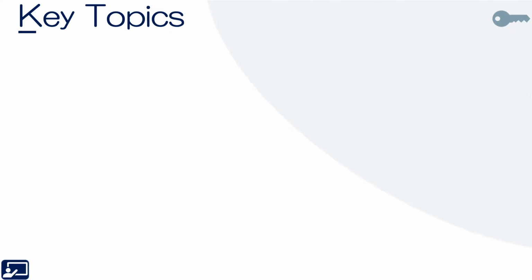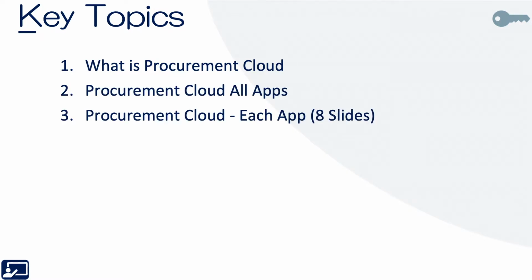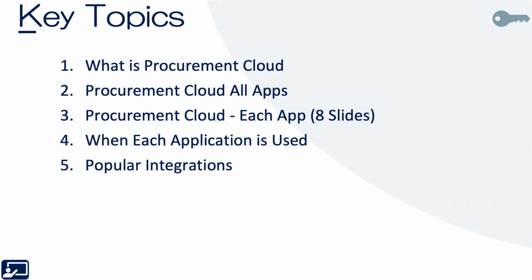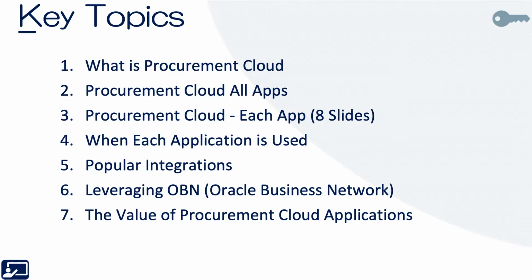Key topics for this lesson are as follows. What is Procurement Cloud? Procurement Cloud all apps. Procurement Cloud each application, so that's 8 different slides. When each application is used. Popular integrations. Leveraging OBN, which stands for Oracle Business Network. And the value of Procurement Cloud applications.